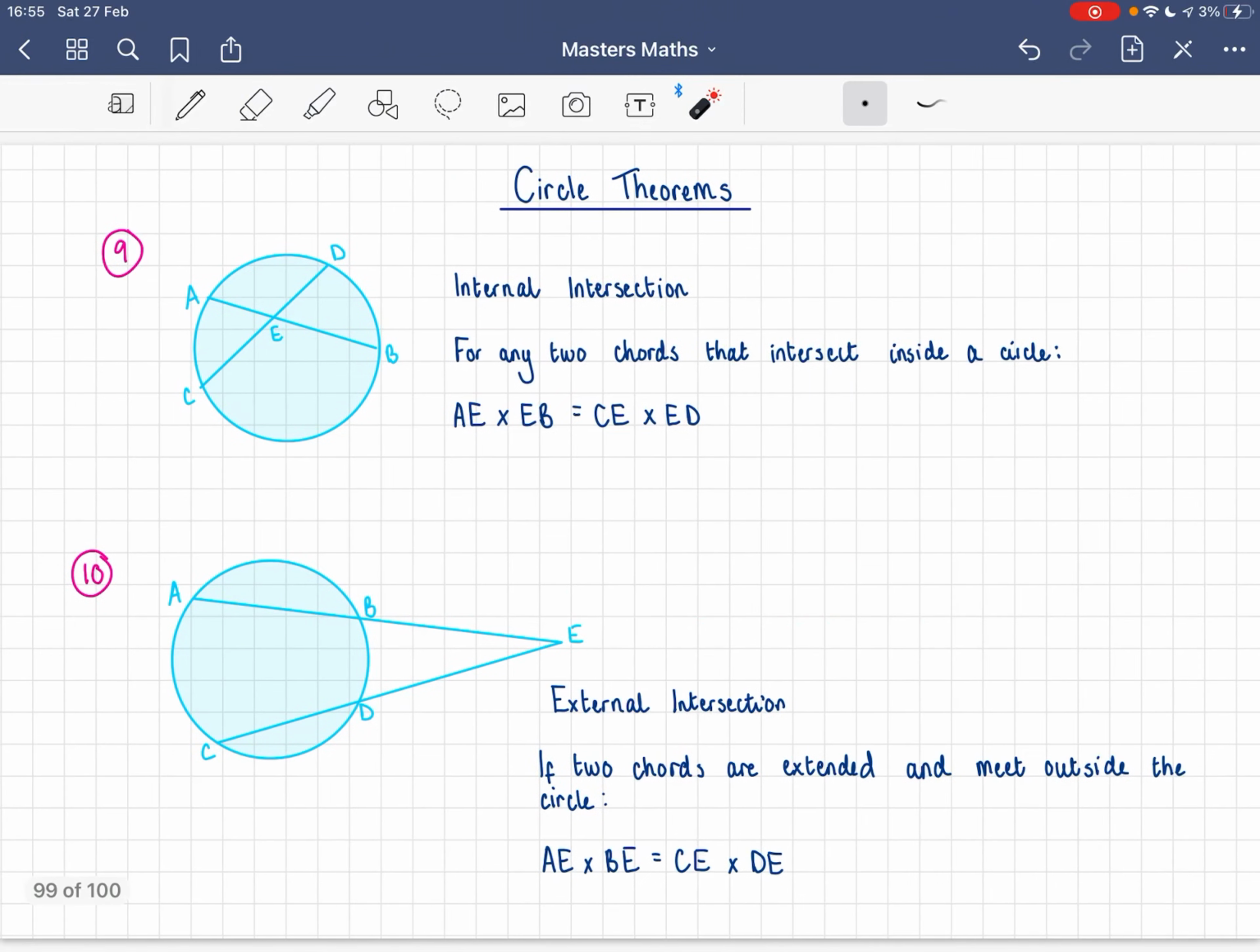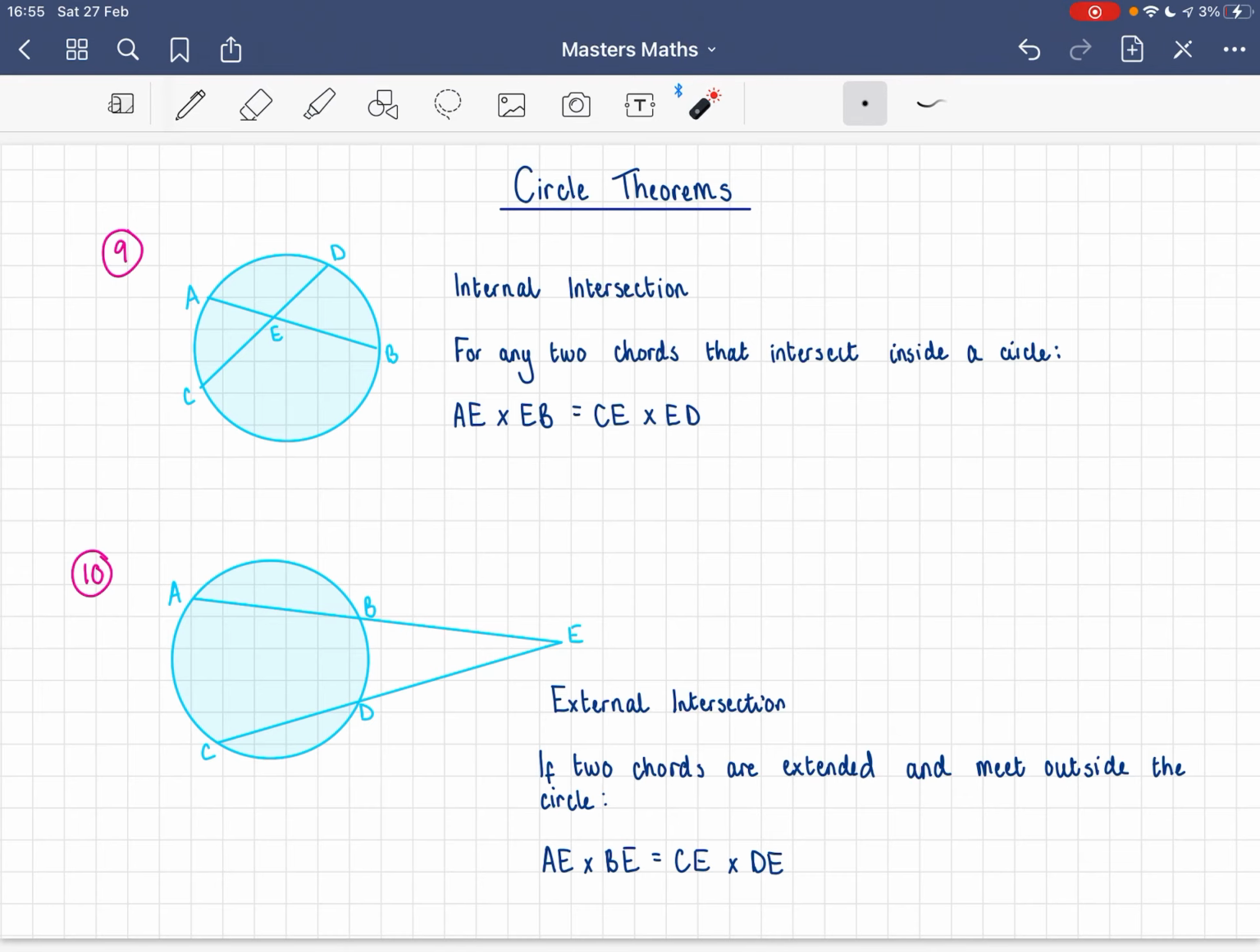Okay, we have two more and then a kind of extra one that has been kind of lumped in, but I'll get to it in a minute. So number 9 is actually intersecting chord theorem rather than a circle theorem. So this is all to do with lengths and what happens when you have chords that are crossing each other.